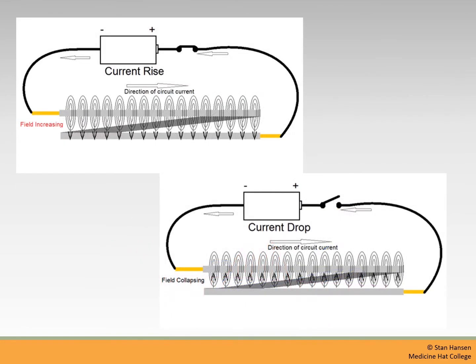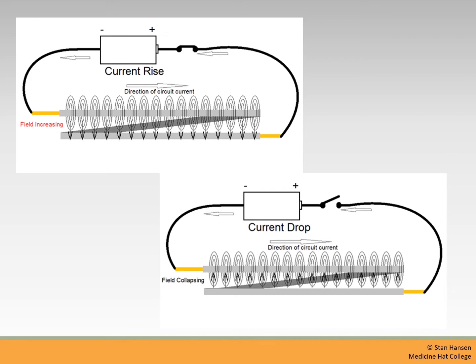It's important to understand that induction can only occur when there's a change in either the magnetic field strength or the position of the conductor. If I have no change, I have no induction. Therefore, either my magnetic field has to move or my conductor has to move.